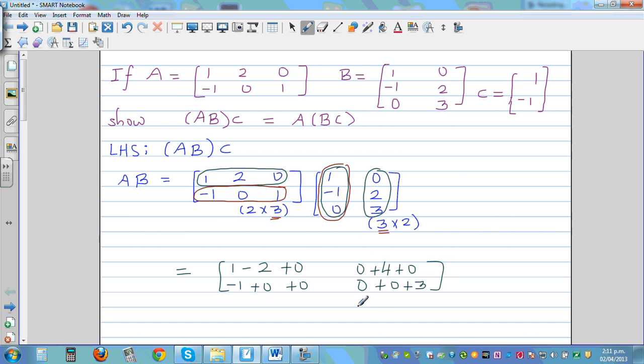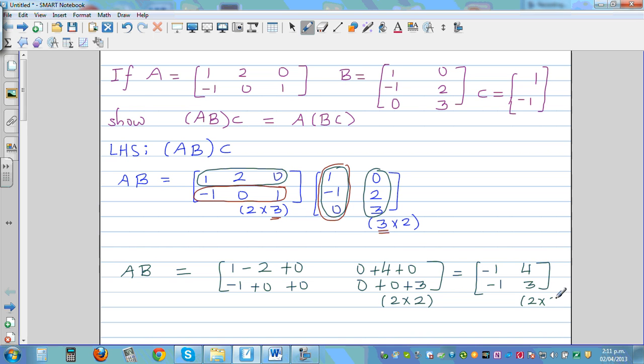So can you see this is two rows and two columns. So the dimension of this matrix is 2 by 2. This is how I remember: you can multiply two matrices when the number of columns of the first is equal to the number of rows of the second, and the dimension would be the first's rows times the second's columns. So let's simplify this. This is negative 1, negative 1, 4 and 3. So this is A times B. AB is a 2 by 2 matrix.